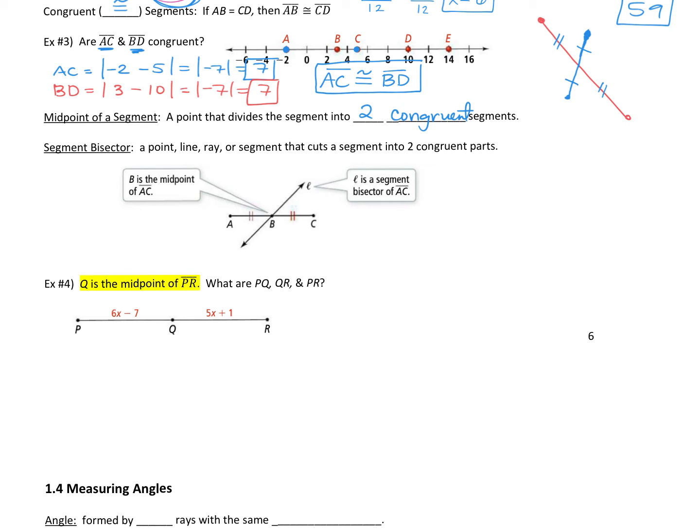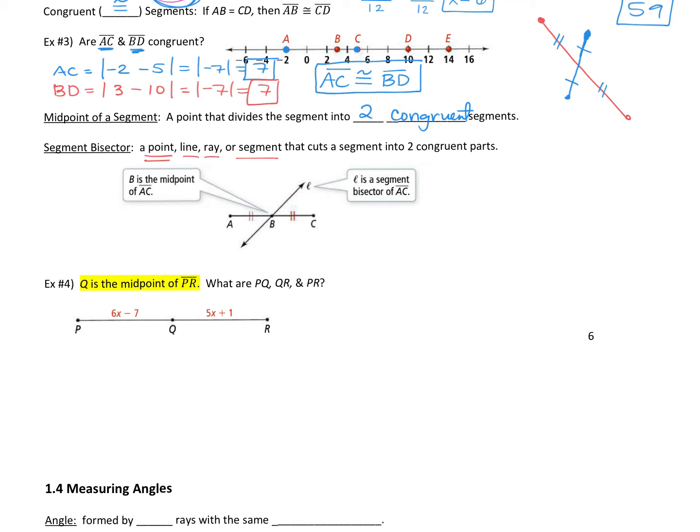Okay? So we're cutting it into 2 congruent segments. And what happens is you have just a point in the middle of that segment. Whereas this next term, a segment bisector, is the same idea. It can be a point, but this can also be a line or a ray or a segment that cuts through a segment and breaks it into two equal pieces.